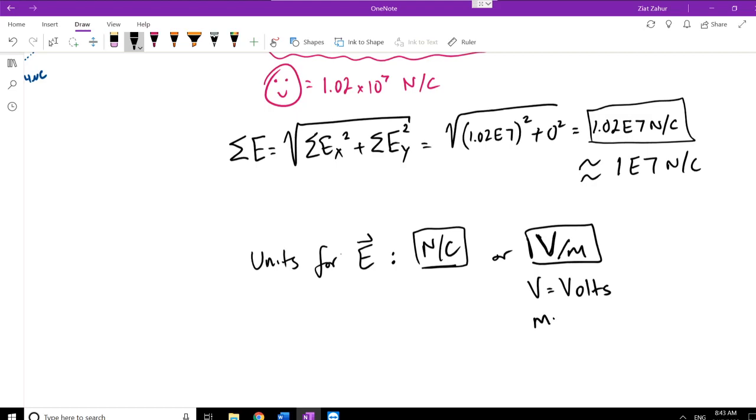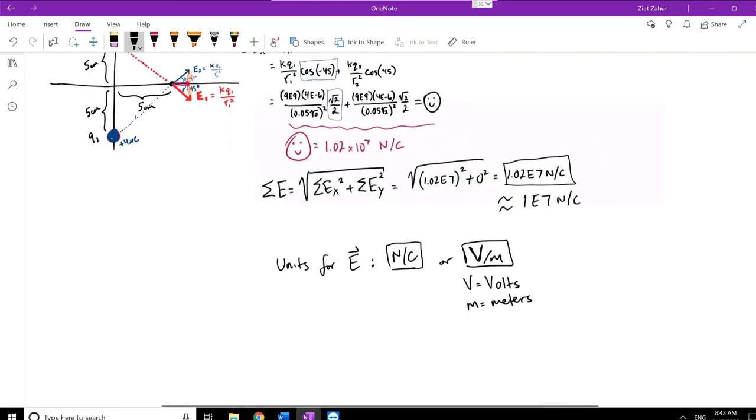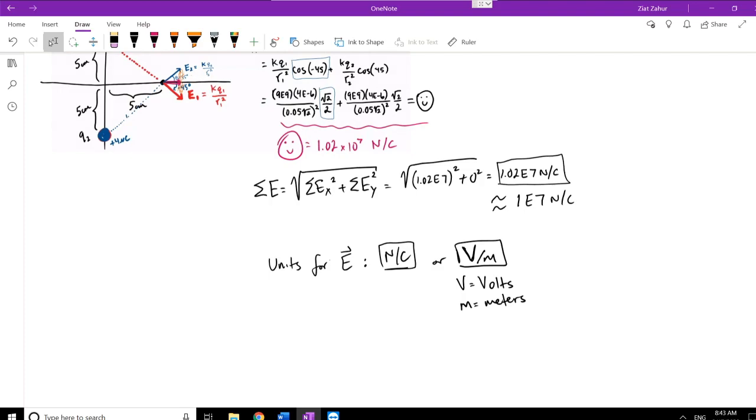And M is meters. So once we get through the electric field, we'll get to voltage and potentials. Then we'll start talking about batteries and circuits, and then some magnets, and then we'll be done with the year. So we're almost done with physics. Yay!